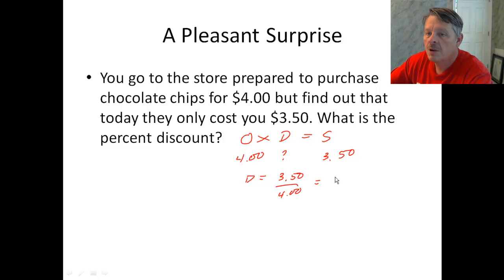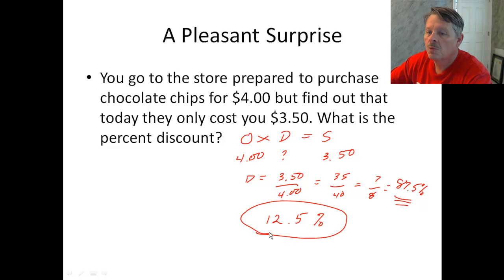3.50 divided by 4 is 35 divided by 40, which is equal to 7 over 8, if I did my math right. So that means 87.5%. So I'm paying 87.5% of what I normally would pay, so that means my discount is 12.5%. It's 12.5% off today.